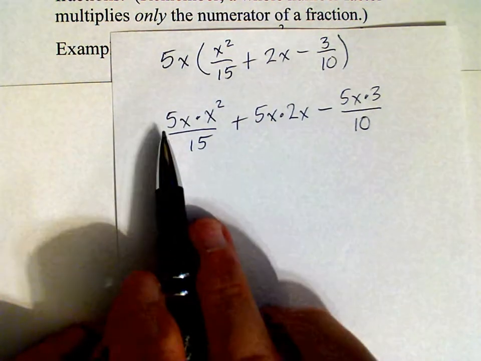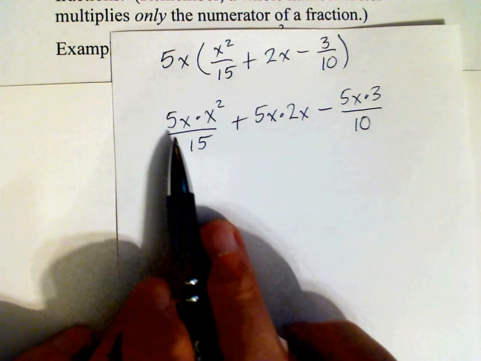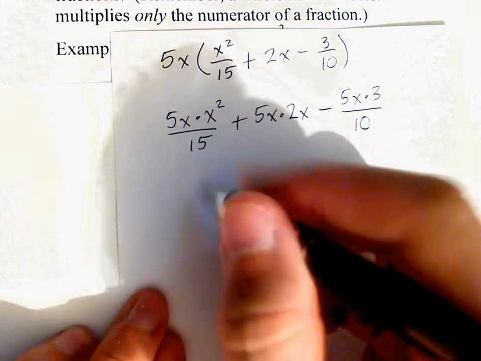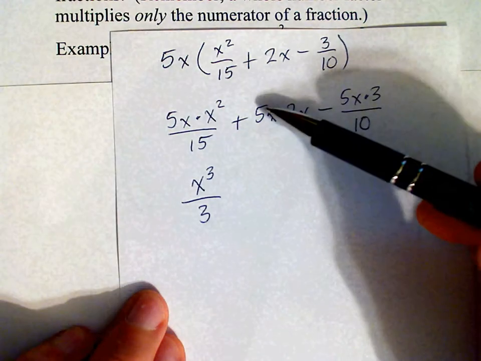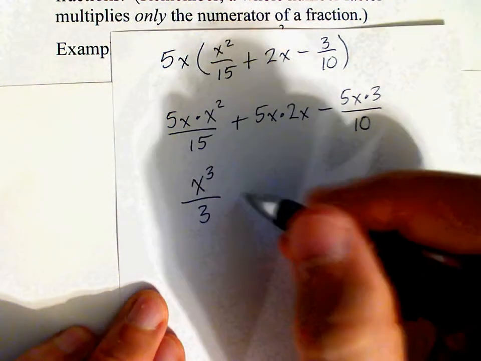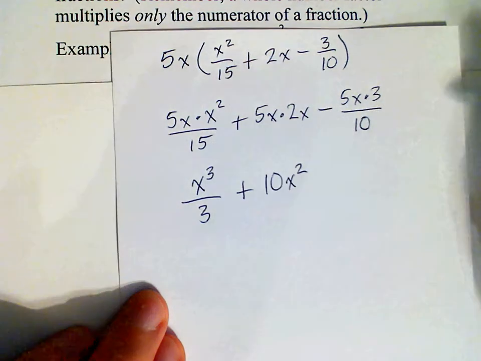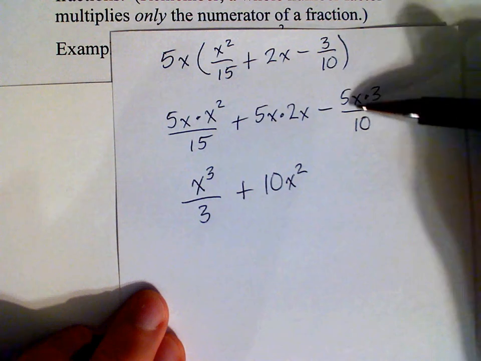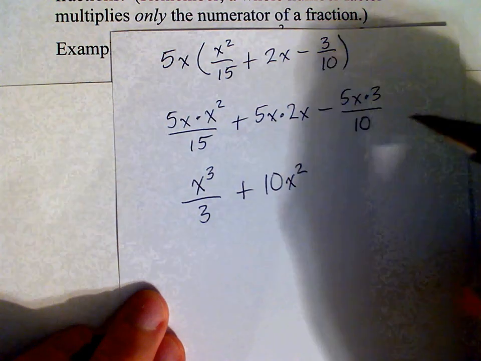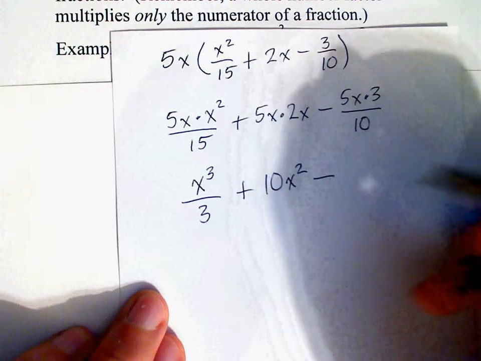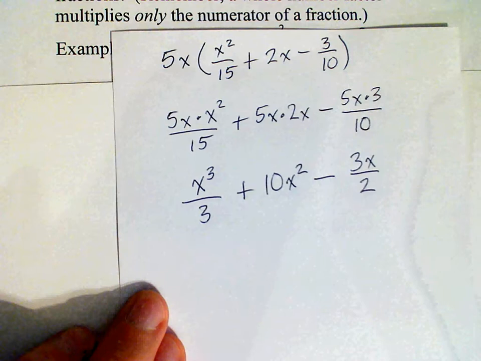We do see that there's a common factor of 5 here. So that common factor of 5 can be removed and will give us x cubed over 3. Here we have 5 times 2 is 10, and 2 factors of x, so 10x squared. And here we do see a common factor of 5. 10, of course, is 5 times 2. So removing that common factor gives us 3x over 2.